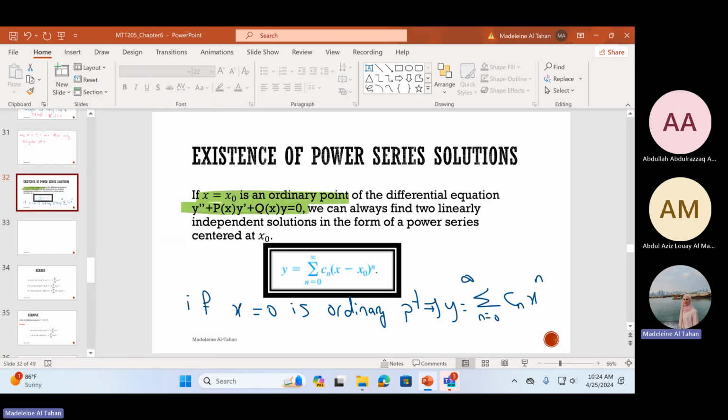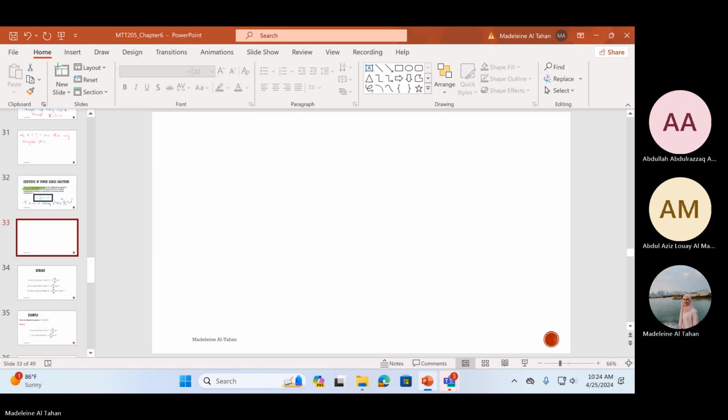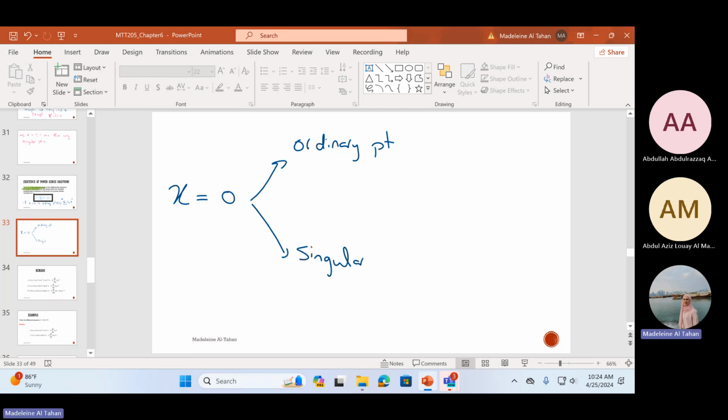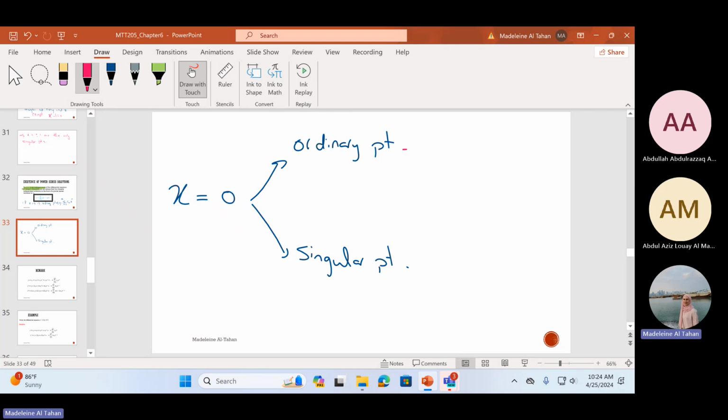Do we have any questions so far, Miss? Let's say x equal 0 is an ordinary point, or it will be a singular point. Okay. If it is an ordinary point, we will have a series solution.